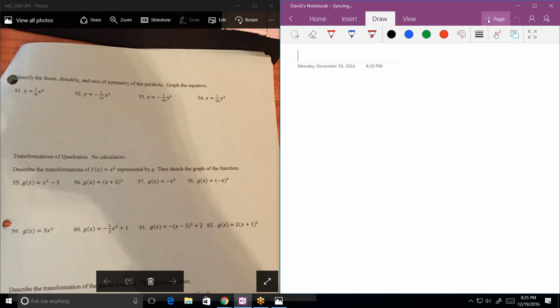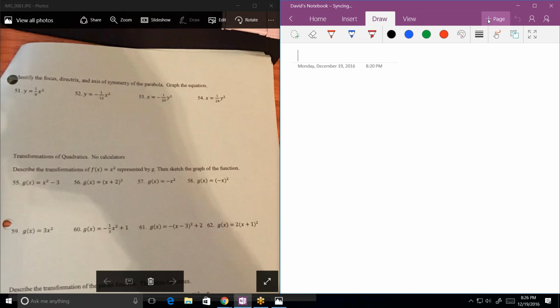Okay, so 62. What's that 2 doing? That 2 means it's vertical. Vertical what? Vertical shift. Not a vertical shift. Vertical stretch then. Yes, it'd be a vertical stretch. Multiplying functions is either a stretch or a shrink, and that's a stretch because it's greater than 1.